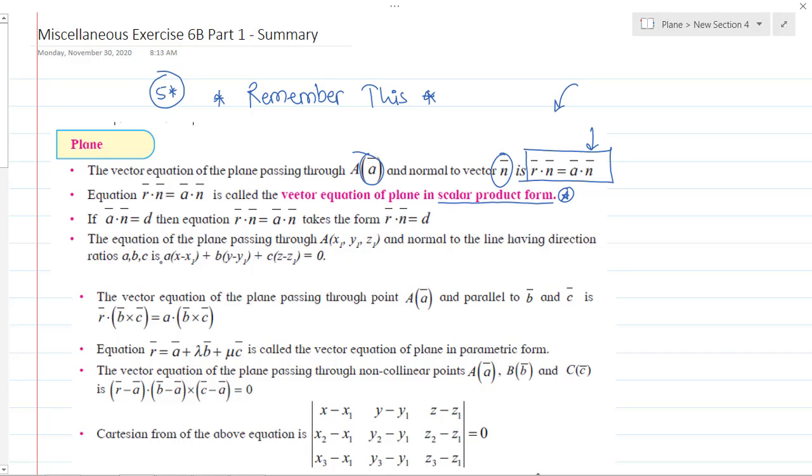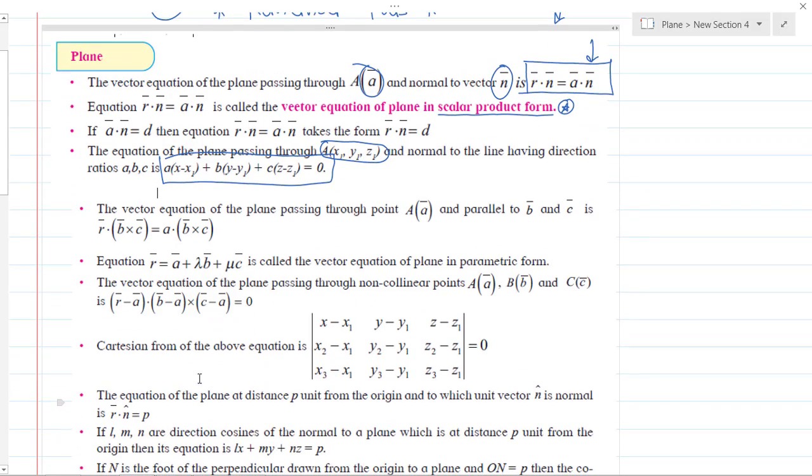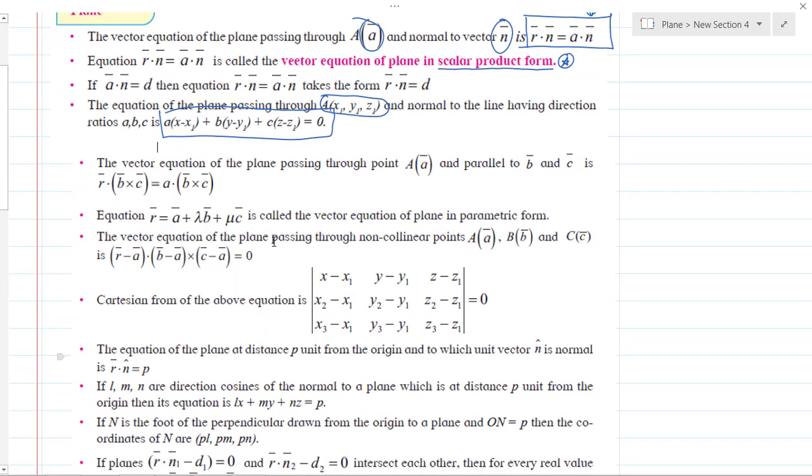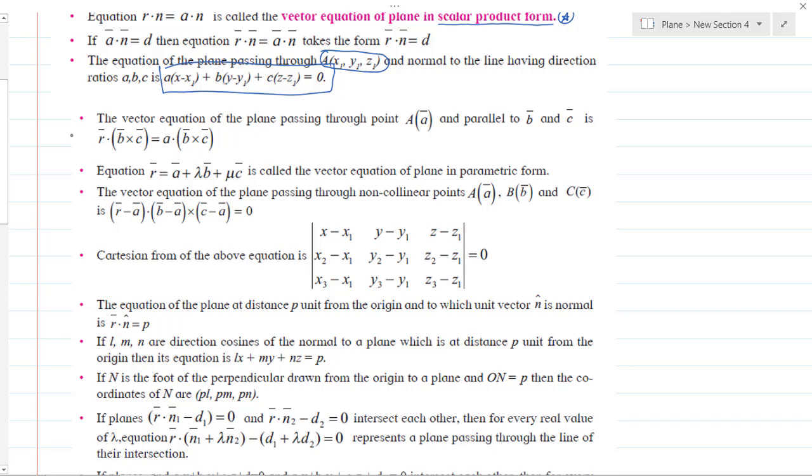Then the important one is the equation of the plane passing through A and normal to the line having the given direction ratios. This is the Cartesian form of your plane: a(x minus x1) plus b(y minus y1) plus c(z minus z1) equals 0. This is the Cartesian equation. Now let's see the next one. Again an important one. So this is the first, this is the second.